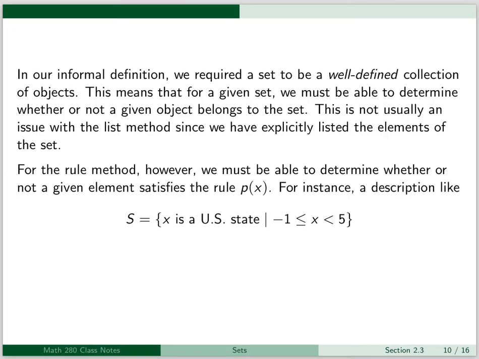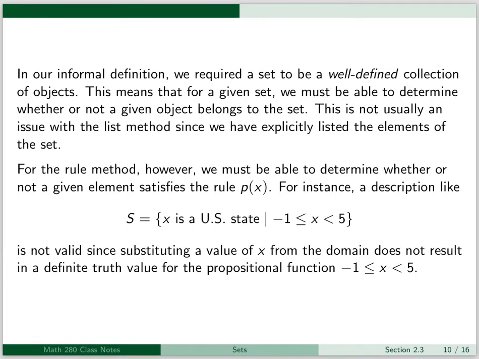For instance, a description like S is the set of x, x is a US state, such that -1 less than or equal to x less than 5, is not valid, since substituting a value of x from the domain, the set of US states, does not result in a definite truth value for the propositional function -1 less than or equal to x less than 5.